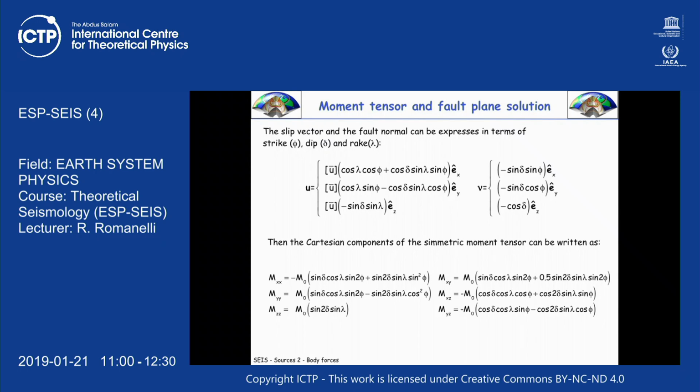Because the story is not that simple if we consider an extended source. But we know from the representation theorem that an extended source can be seen as a set of subsources with a distribution of body forces. And we will see it now.